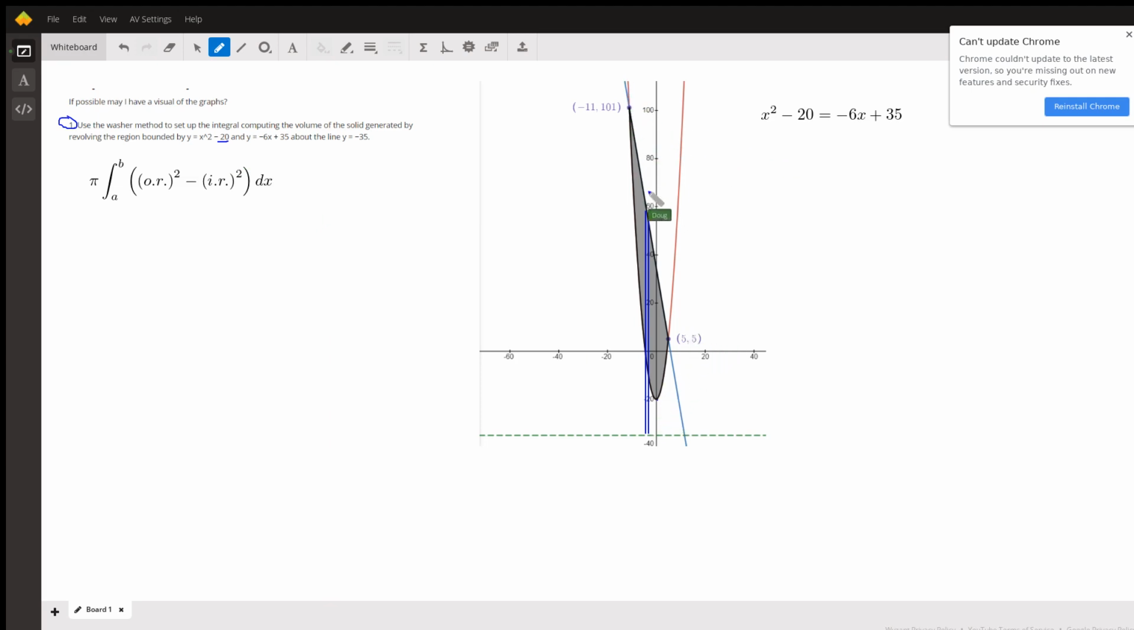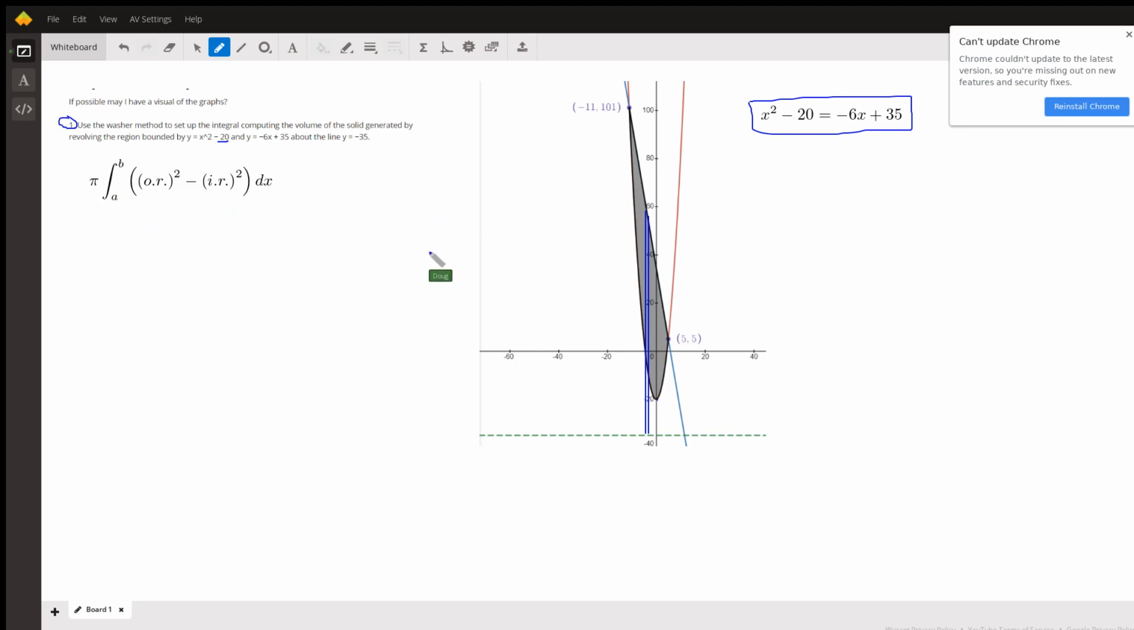And the line is the equation of y equals negative 6x plus 35. So the y-intercept is at plus 35 with a slope of negative 6. If you want to find the points of intersection, you have to solve this quadratic equation. I'll leave that to you, but you do get negative 11 and 5.